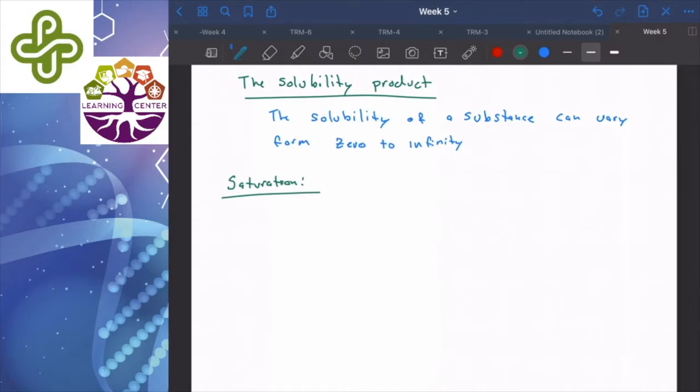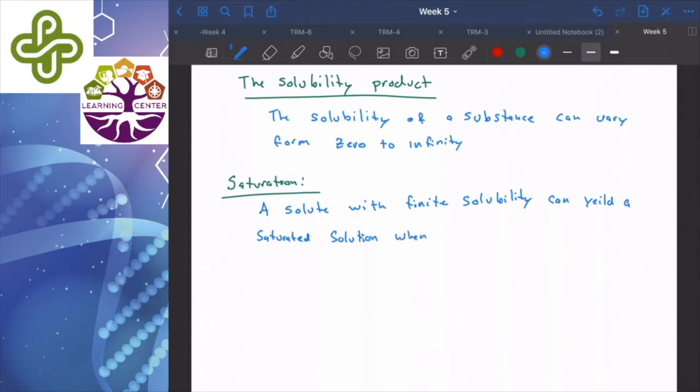So saturation is when a solute with finite solubility can yield a saturated solution when added to a solvent in an amount exceeding its solubility.